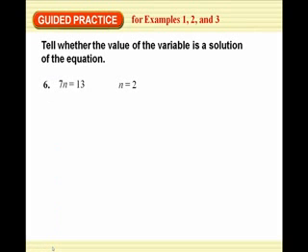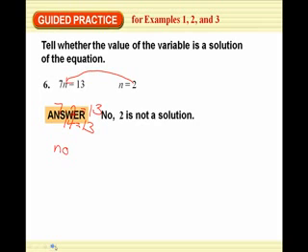Tell whether the value of the variable is a solution of the equation. So they're telling us is n 2. Does that work? Is that a solution? So we put 2 in right there. And 7n means 7 times 2. So let's see if 7 times 2 equals 13. Well, last time I checked, 7 times 2 is 14. So that one we would say no, it is not a solution. So they will show you the answer. Nope, 2 is not a solution.